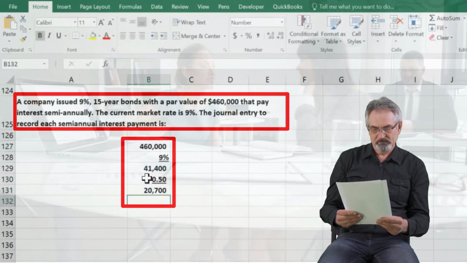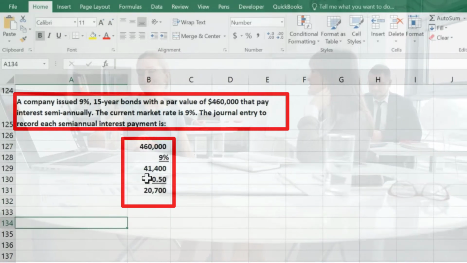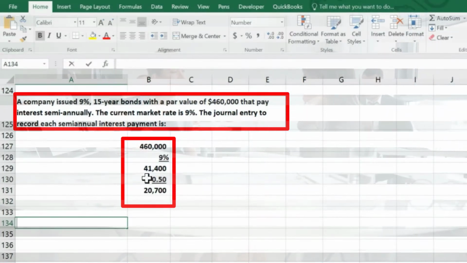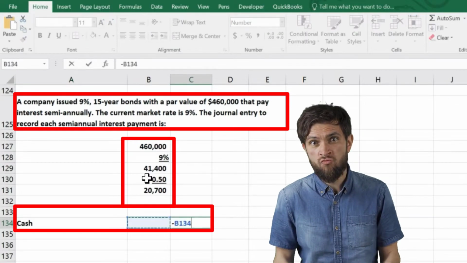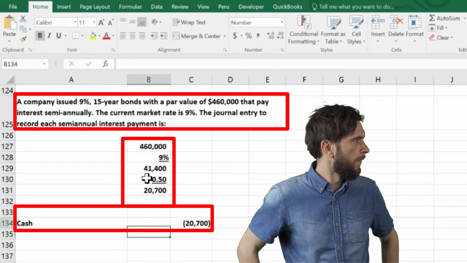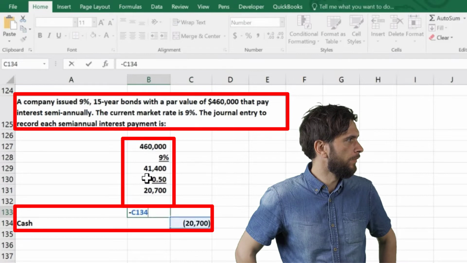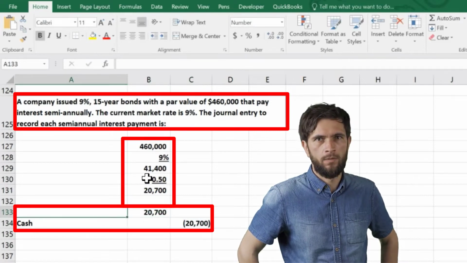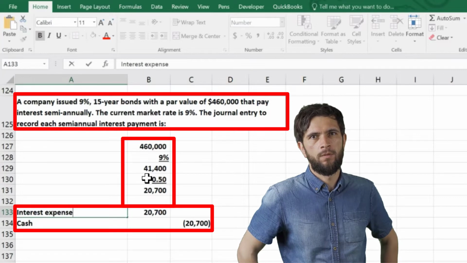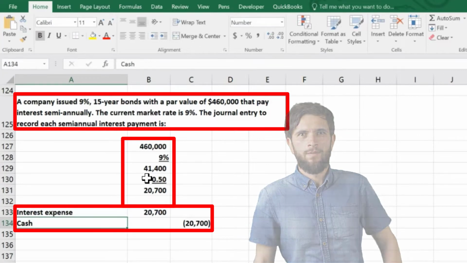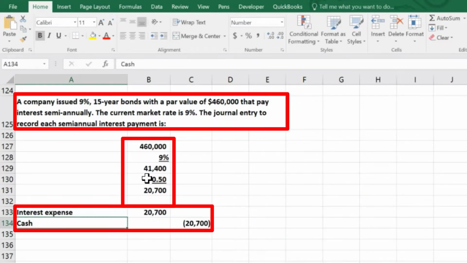There we have it. Now, if we have the journal entry then, the journal entry is cash affected. Yeah, cash is going out. We actually have to pay this interest. We have to pay the cash for the $20,700. And then there's going to be a debit. What's the debit going to be? It's going to be some type of interest expense. It might be bond interest expense, but in some way there should be interest expense on the income statement, reducing net income.